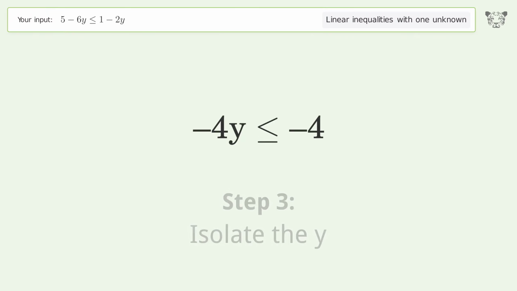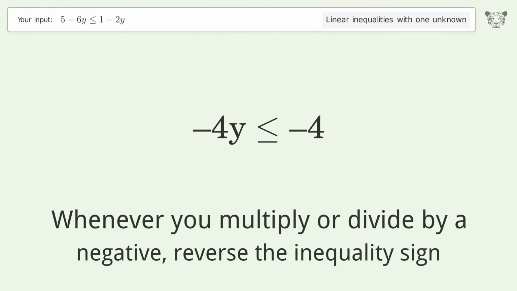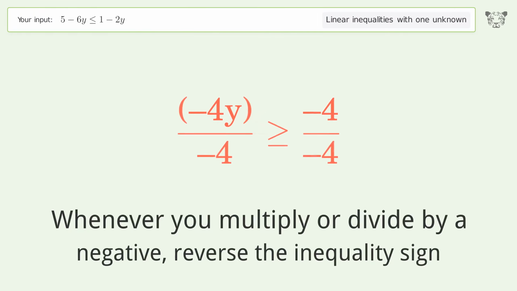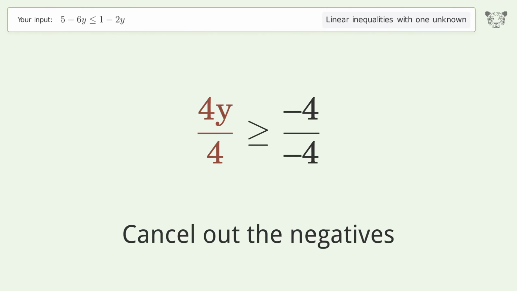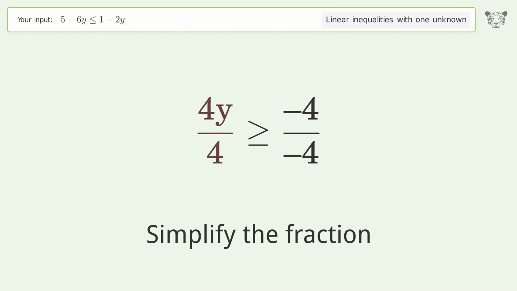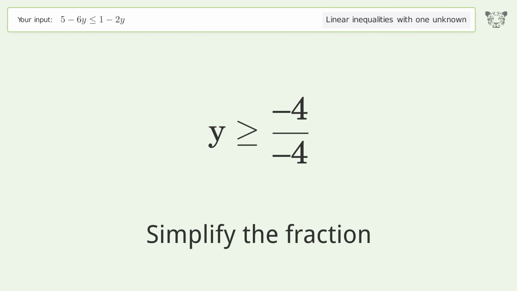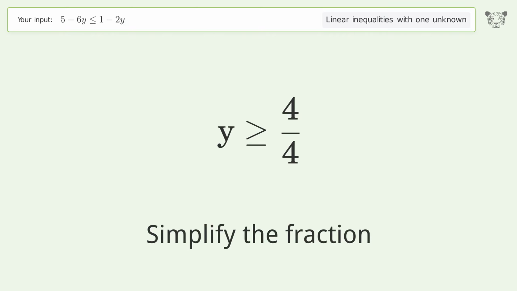Isolate the y. Divide both sides by -4. Whenever you multiply or divide by a negative, reverse the inequality sign. Cancel out the negatives. Simplify the fraction. Cancel out the negatives. Simplify the fraction.